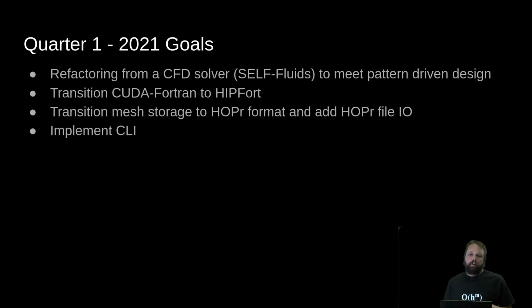to Fortran over to HIPFort. And I've got some new stuff here. In order to share data with other scientists and research, make that stuff public.